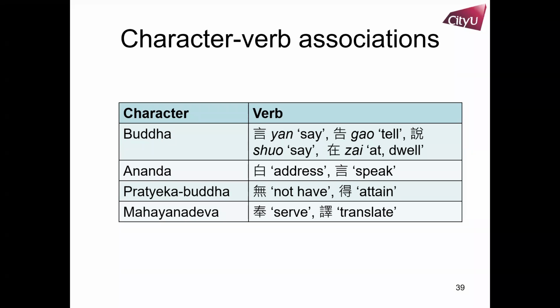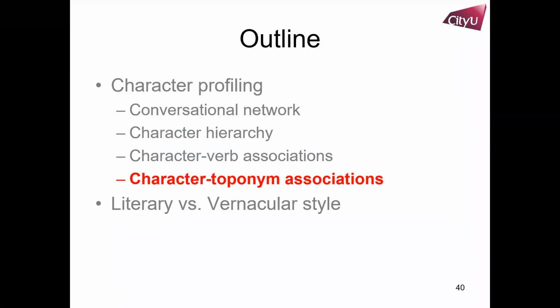Then there is the example of the character Mahayana Deva, and he was a translator, and so that is reflected in the most frequent verb choices. He is often mentioned in the text as having translated this text from the original Indic languages and serving the emperor in doing so. So these are the two main verbs associated with this translator.